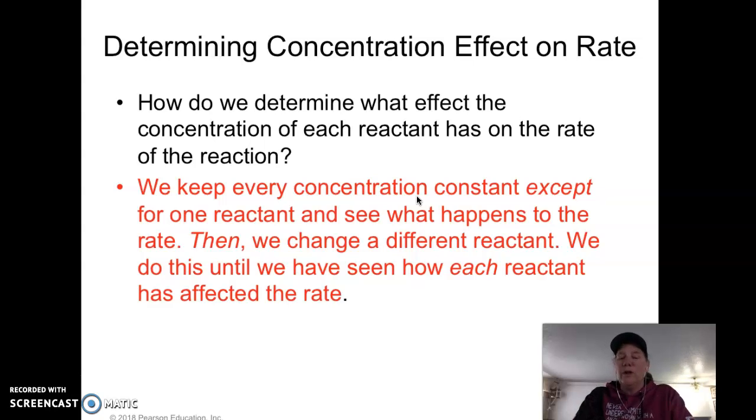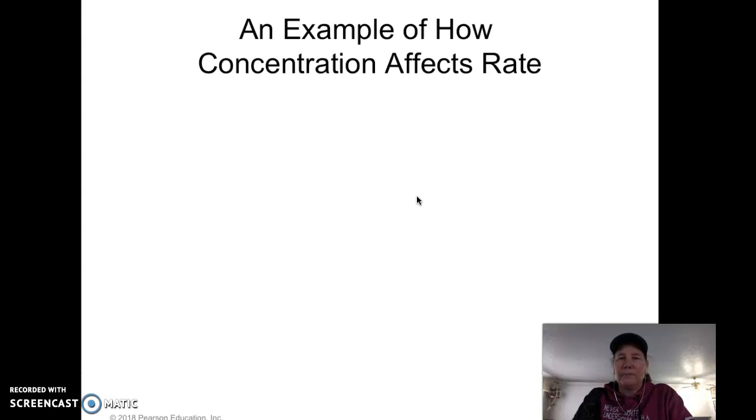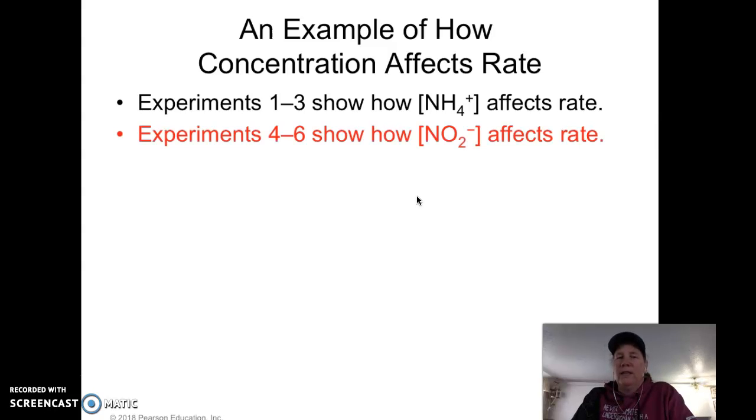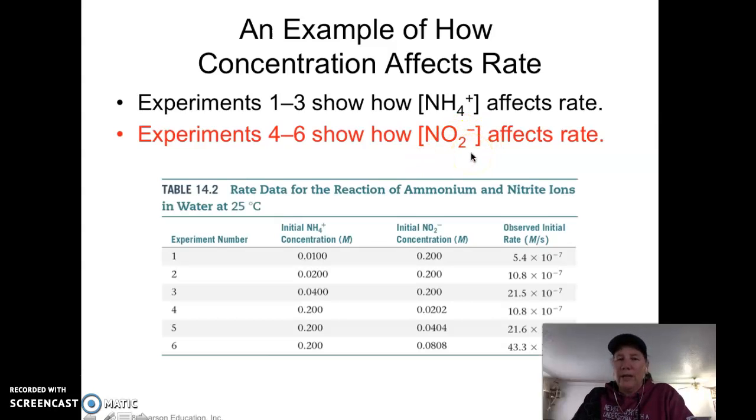It doesn't matter. But what you have to do is you'll have several different experiments, and you'll have to look at where B stays the same and A changes. And then if I'm doing B, B is going to change and A is going to stay the same. And again, I'll show you that in a minute. Okay, so I'm going to show you examples. Here we're going to have 6 experiments. Okay, we're using ammonium, NH4 plus, which is a polyatomic ion, and nitrite, NO2 minus, which is also a polyatomic ion. Okay, so here's our reaction.